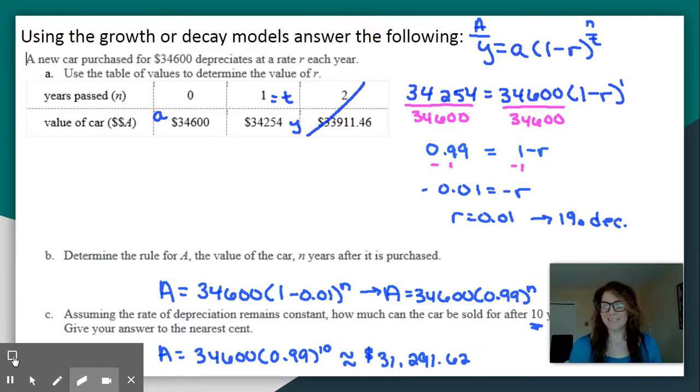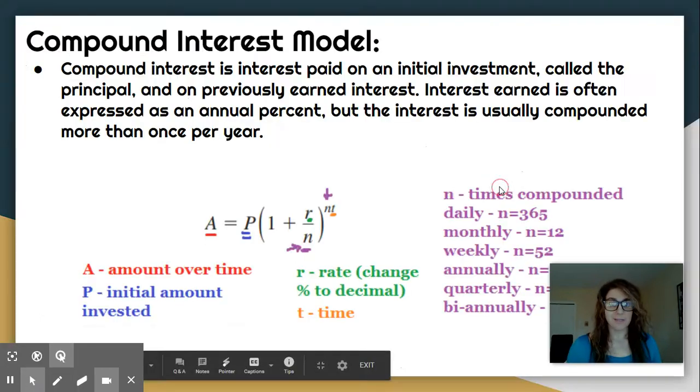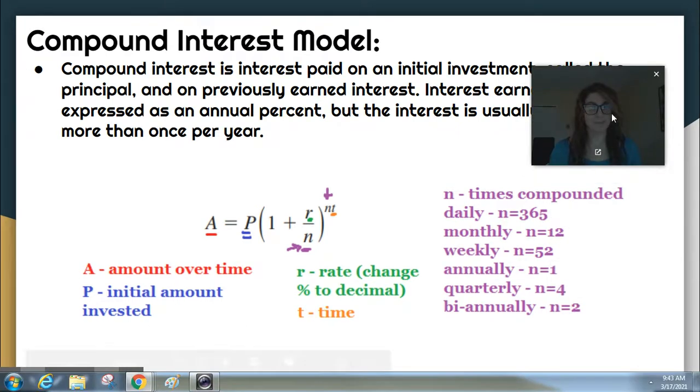All right. Last thing we're going to take a look at, money. We went from cars, people love cars, people love money. So we have what's called a compound interest model. So this is used in banking. So it's A, the amount over time, equals P, which we call the principal, or the initial amount that you invest or put in the bank, times 1 plus R over N to the N times T. So it's R over N because you're taking your rate and you're going to divide it by however many times they're compounding, or adding interest to your bank account.